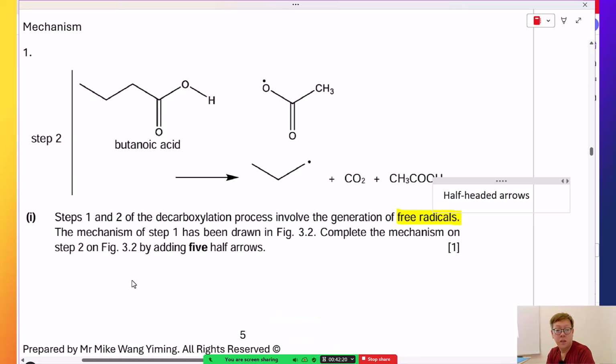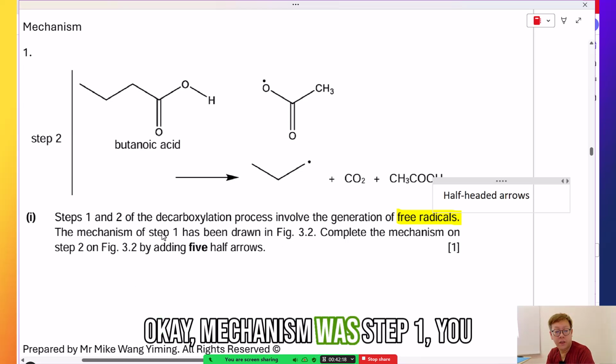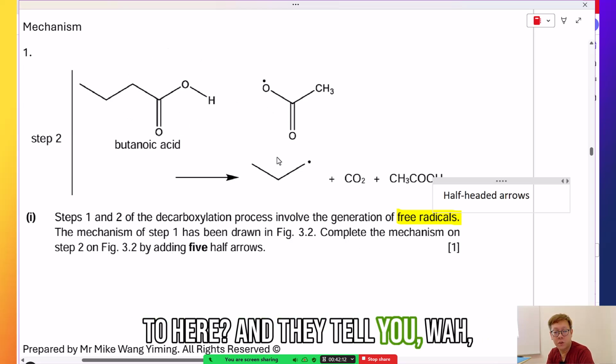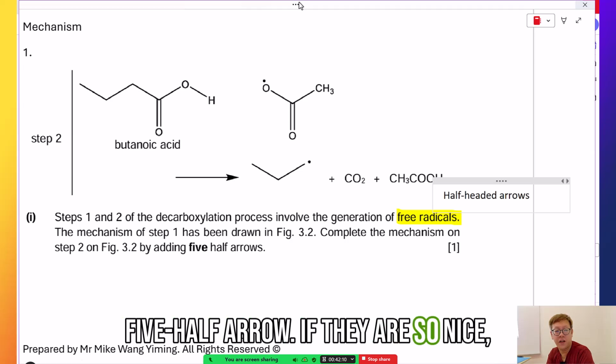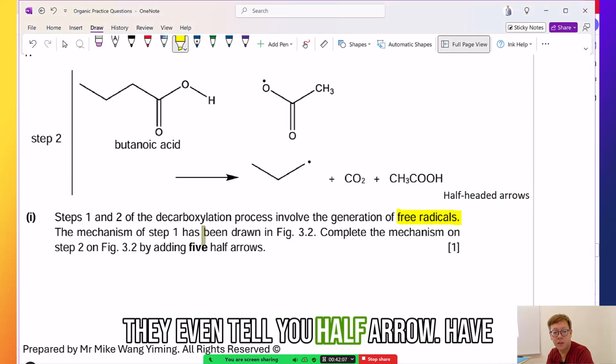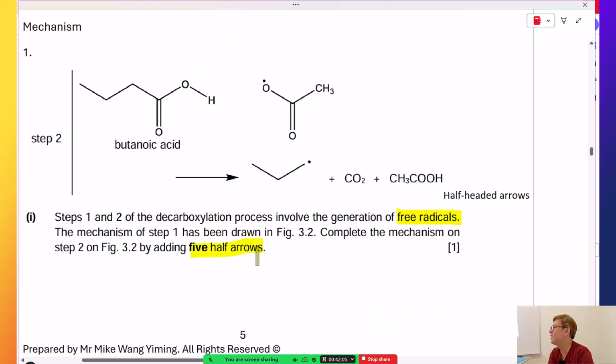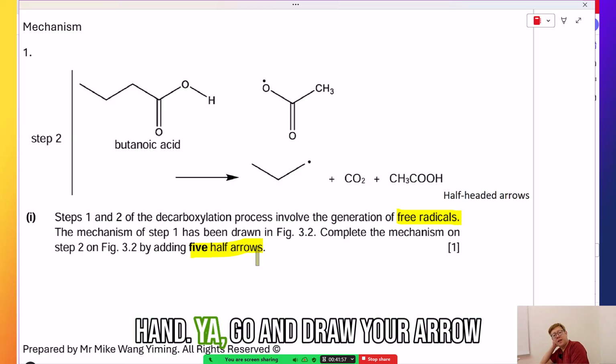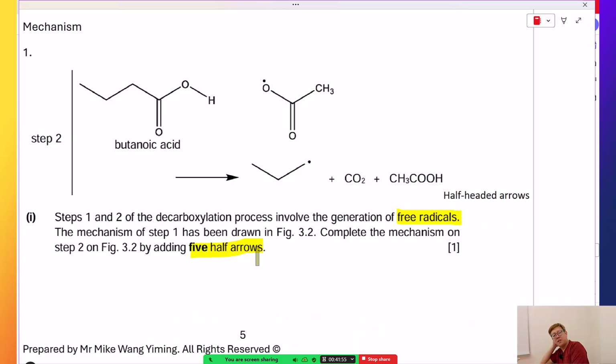Half-headed arrow, not full. Clear? Second thing, the mechanism for step 1 you don't need. You just need to draw step 2, how you go from here to here, and they tell you 5 half arrows. They are so nice that they even tell you half arrows. Have fun. I'll go through this very shortly. Go and draw your arrow pushing.